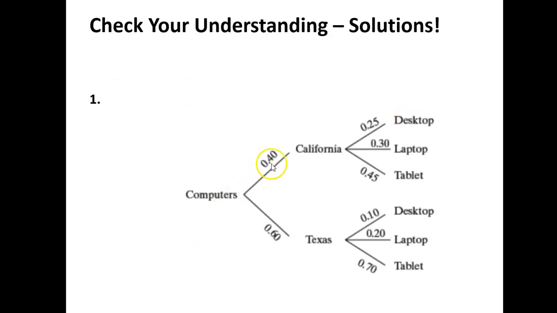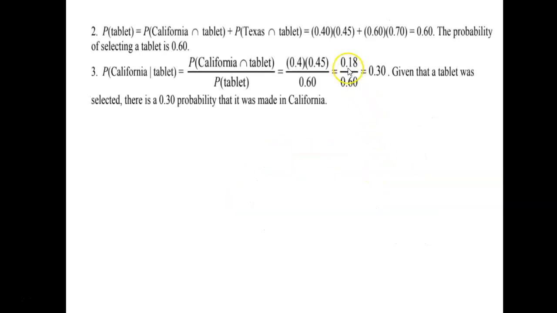So the final question was to find the probability that your device was made in California given that it's a tablet. Remember, the given formula says you can use that tablet probability in the denominator, the one you just found, and then up in the numerator, the probability that your device is made in California and is a tablet. On your tree, California tablet right here, 0.4 times 0.45 is where they got this 0.18 from. Then they divided those and got 0.3. So given that the tablet was selected, there is a 30% probability that it was made in California.